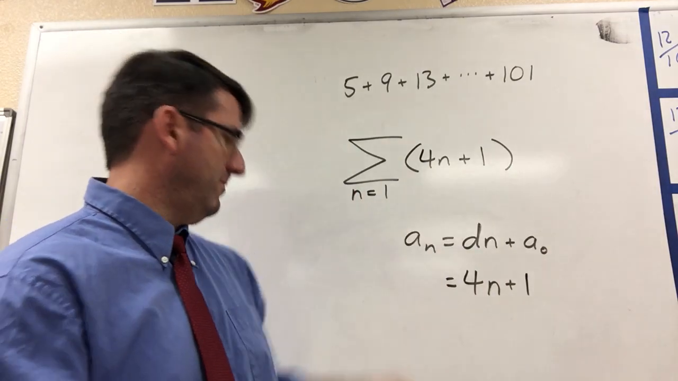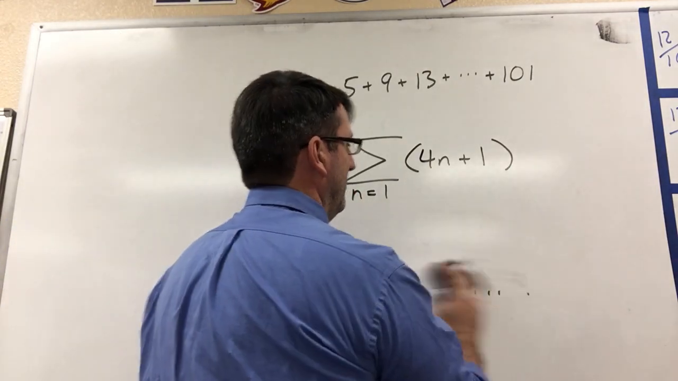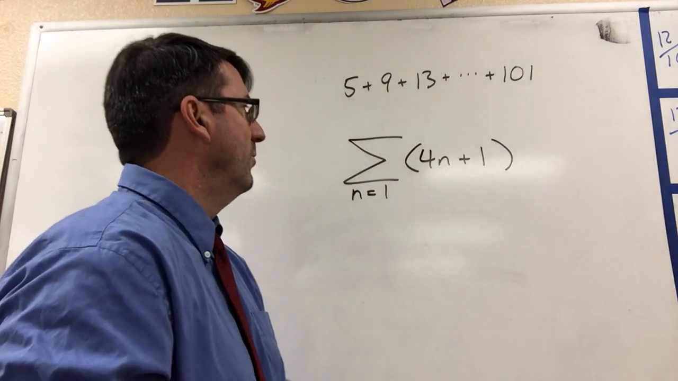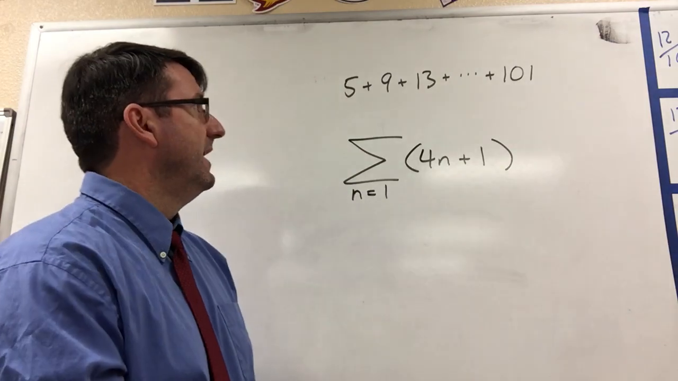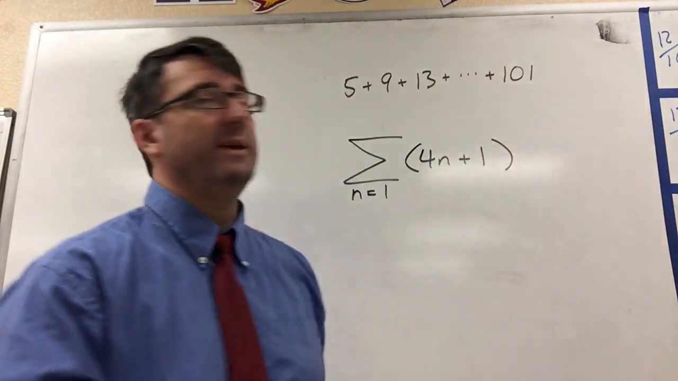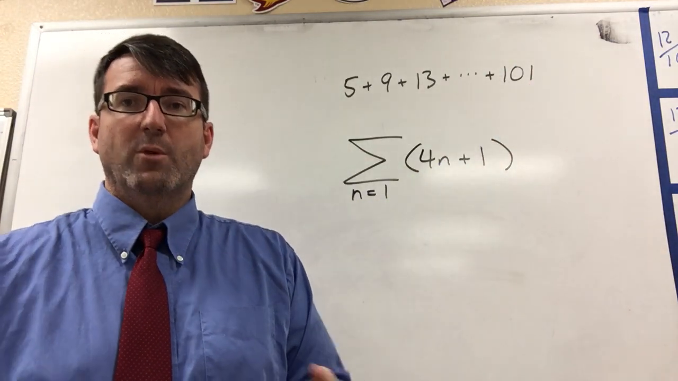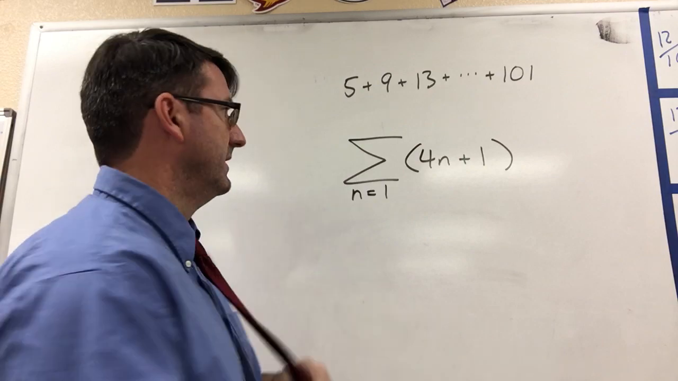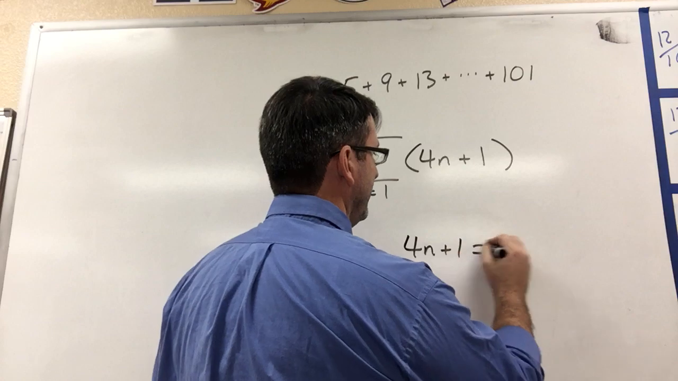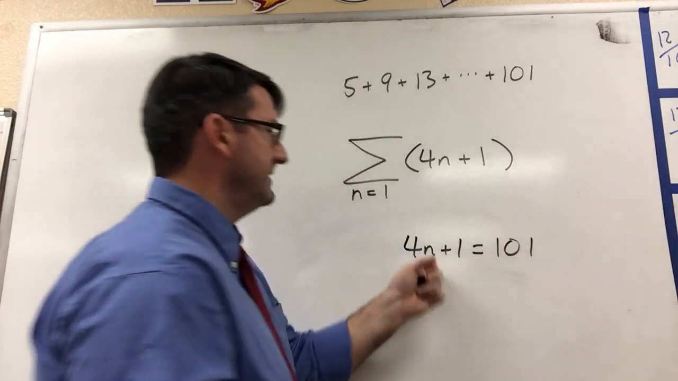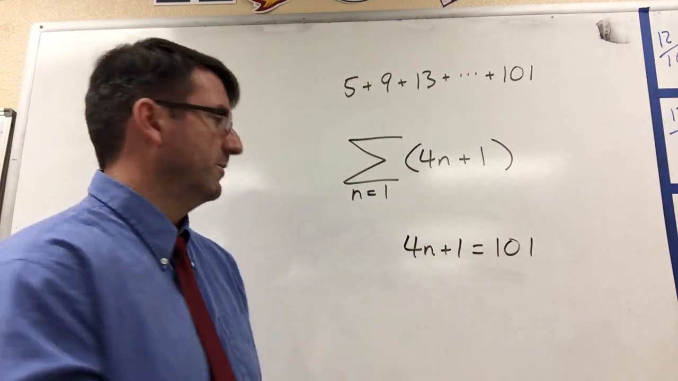All right, and now the only thing left to do is figure out what goes on top here. To what term are we going to add all of these? And we see that we're going to add until we get to 101. Well, what term is 101? To figure that out, let's just set 4n plus 1 equal to 101, and then solve for n. That'll tell us what term we're looking for.